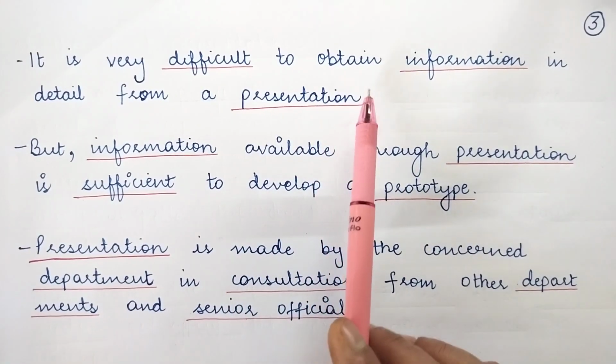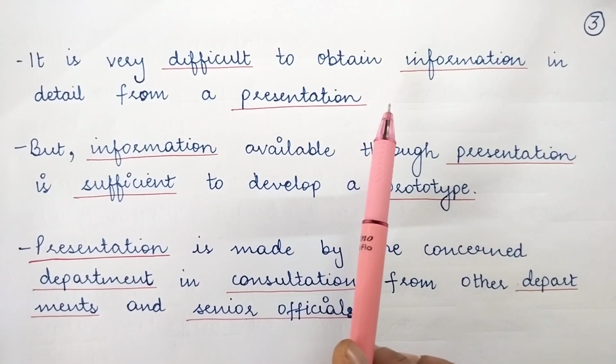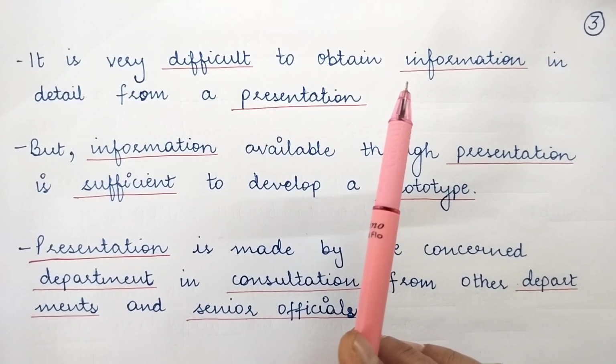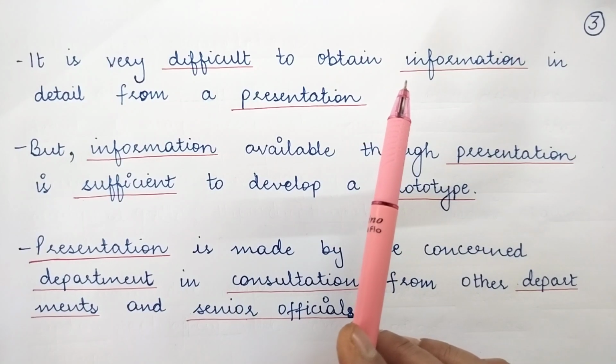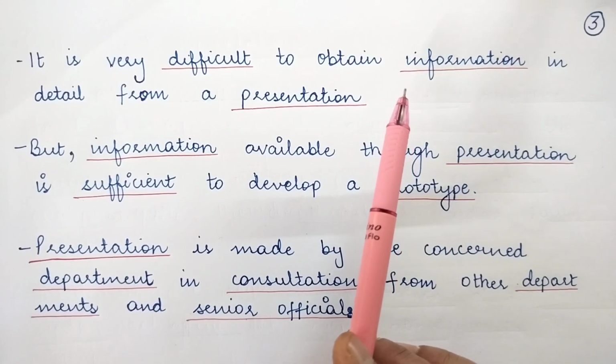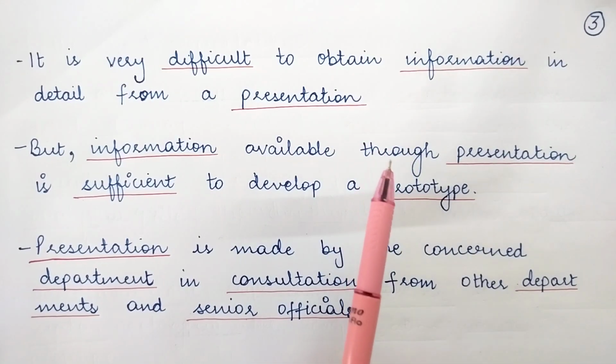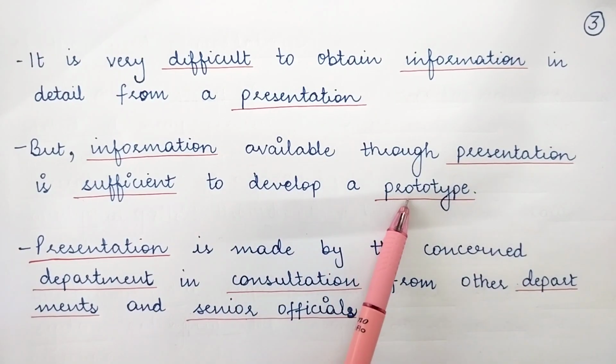Though the information given during the presentation may not be sufficient to gather all the requirements in order to develop a full-scale information system, this information is sufficient enough to make a scaled down version of the actual information system, which is the prototype.